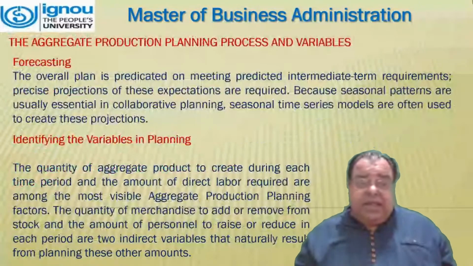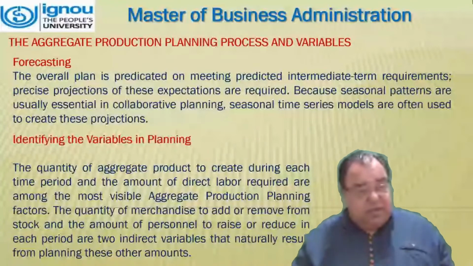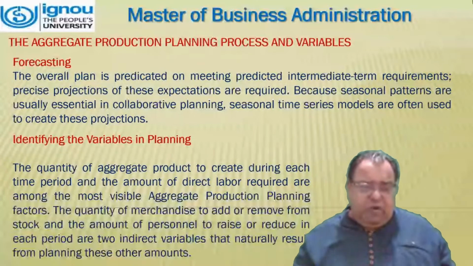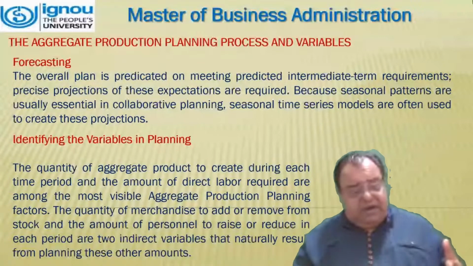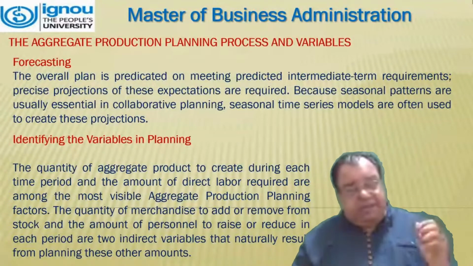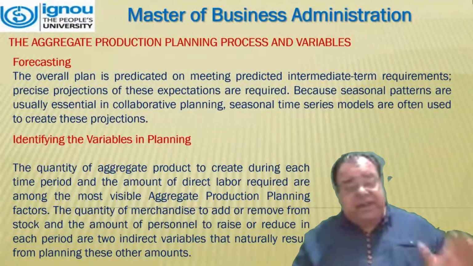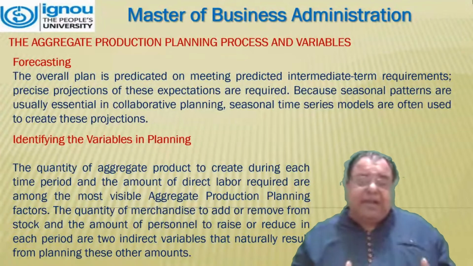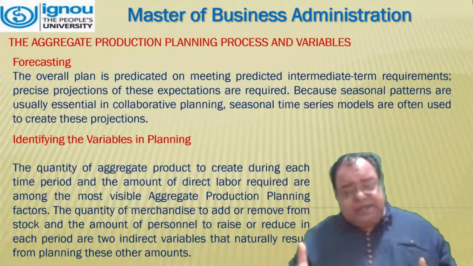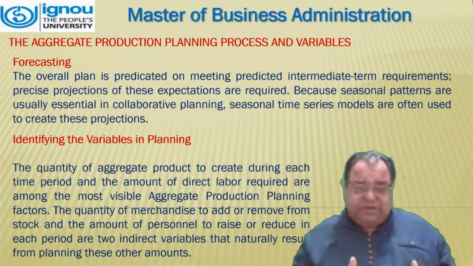What are the aggregate production planning processes and variables? We will start with forecasting. The overall plan is based on meeting predicted intermediate-term requirements, for which precise projection of these expectations is required, because seasonal patterns are usually essential in collaborative planning. Seasonal time series models are often used to create these predictions.